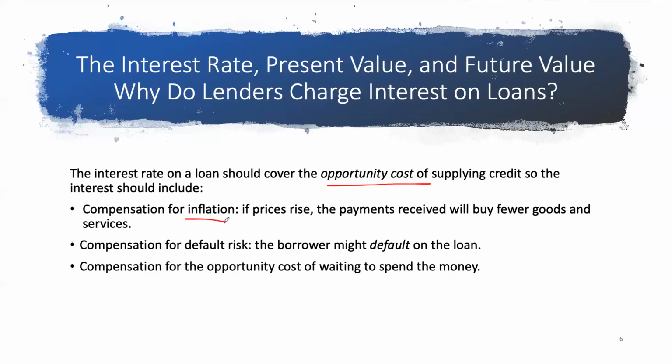The second compensation is for default risk, right? The borrower might default on the loan, and so the interest rate needs to take into account the probability that the borrower is going to be able to make these payments back to me consistently, so that all of my money, the principal and the interest payments that we agreed upon, are recovered in the time horizon that we establish, right?